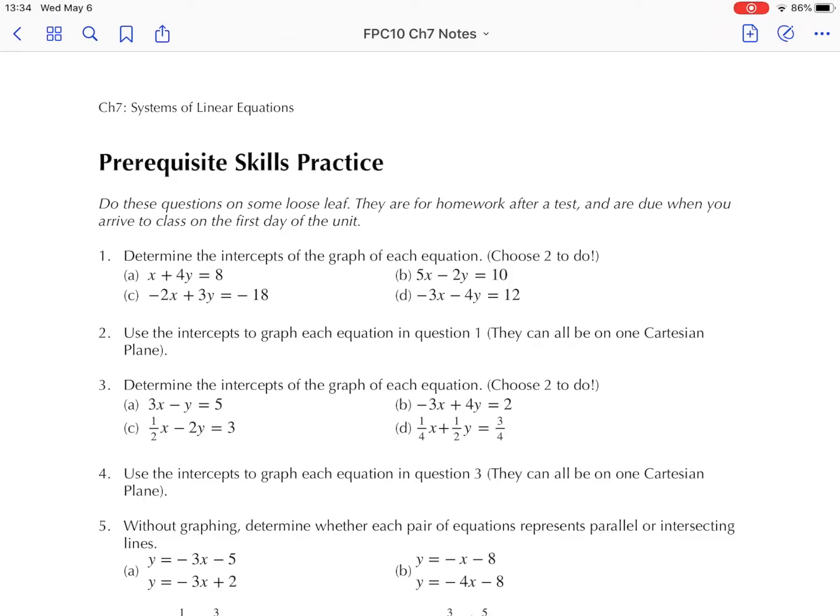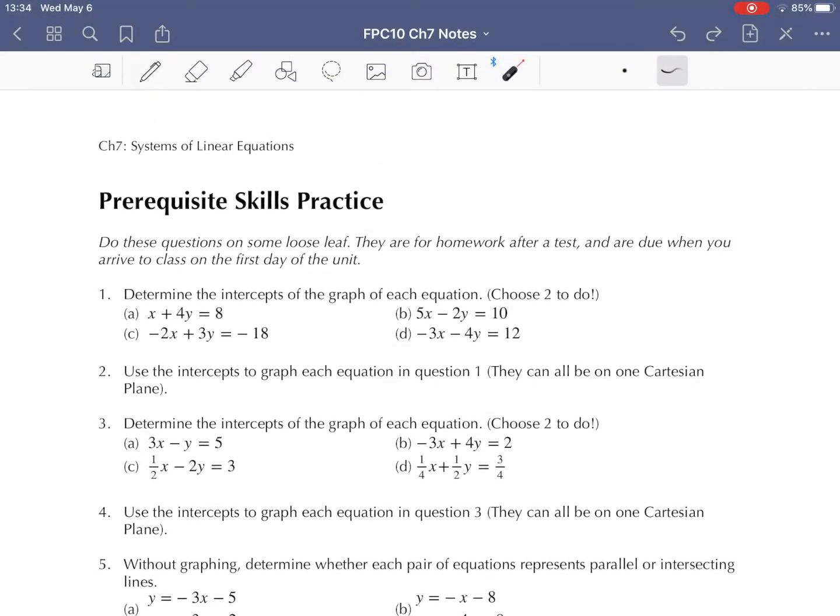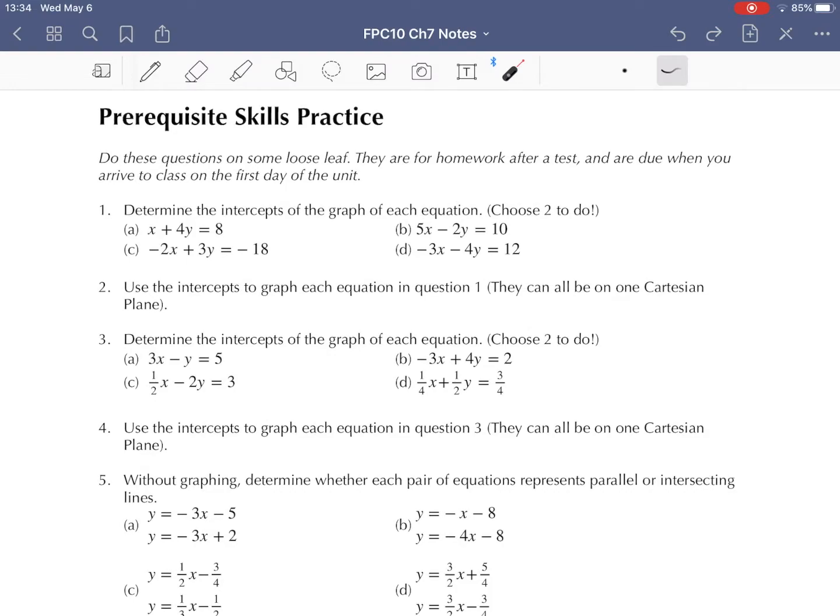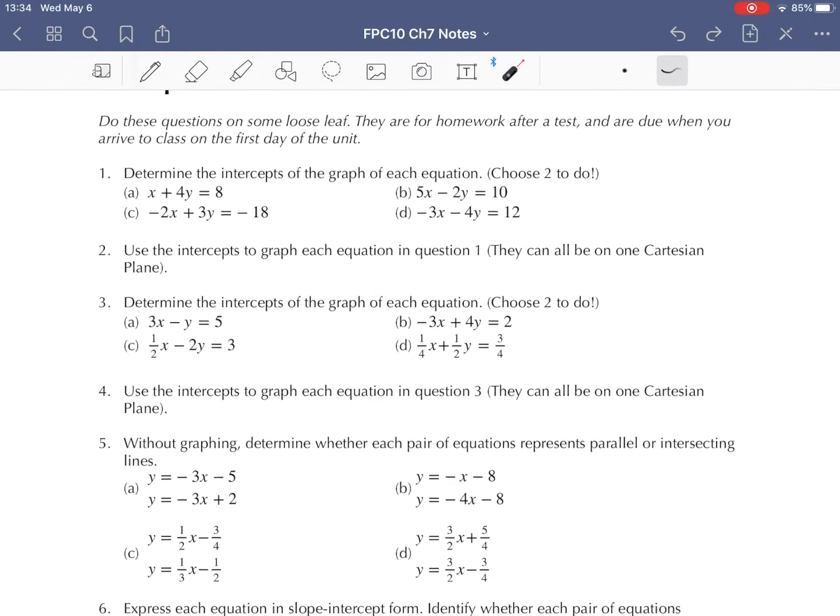Hello, this is Mr. Stein, and in this video, we are going to go through Chapter 7, Systems of Linear Equations, the Pre-Requisite Skills. I'm not going to do every question. I will give you the answers for every question, but I will only demonstrate questions. Letters D are the only ones that I'll demonstrate how to do.